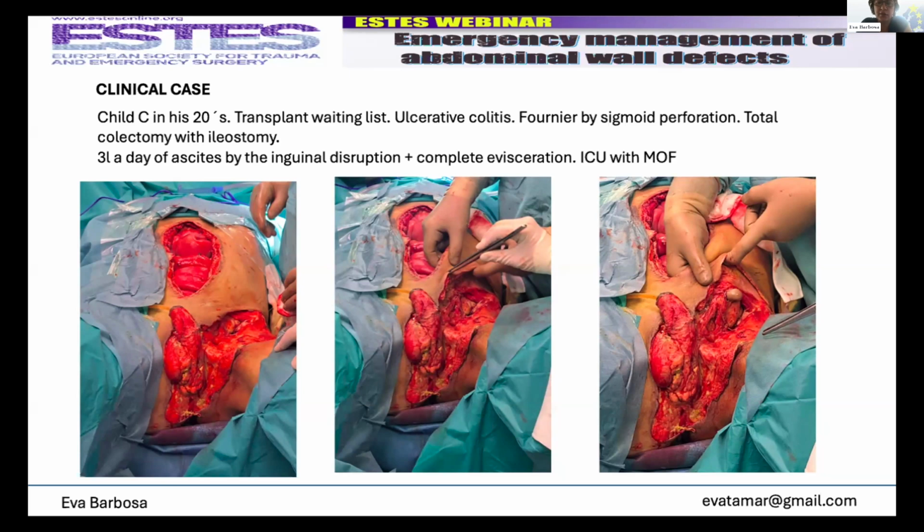So they did a total colectomy with an ileostomy, but I was called to the ICU because it was draining 3 liters from this wound you see here in the inguinal hernia. There was a communication between the intra-abdominal space and the inguinal hernia defect, draining the ascites from there. And also when I opened up the abdomen, there was a complete evisceration, as you see here. So he was pretty much dying in the ICU with multiple organ failure, and they could control neither the ascites nor the patient, and he was about to die.